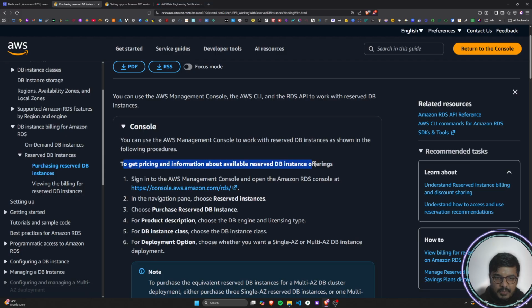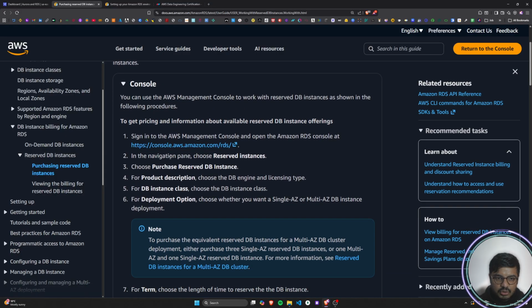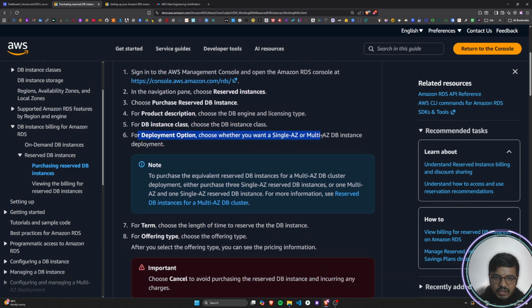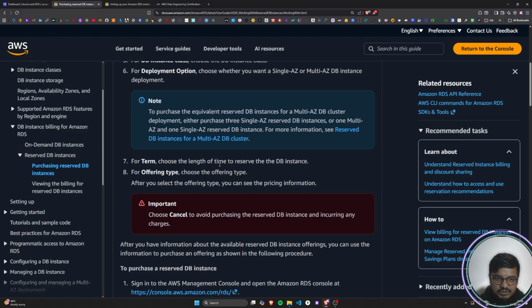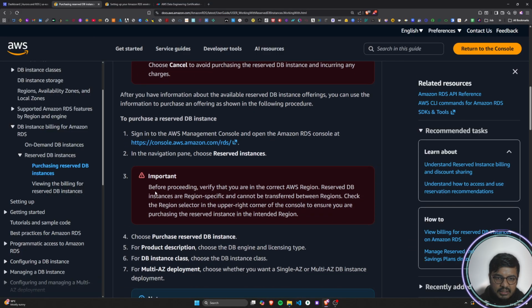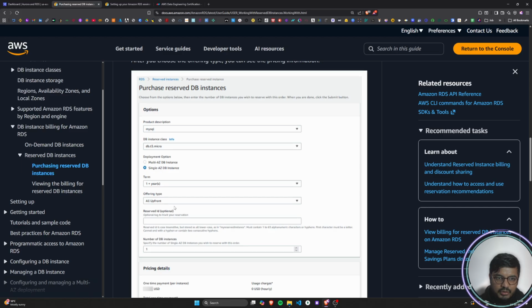Okay. So what we will have to do is, for pricing and information, we will have to go on to this RDS console. We will have to choose reserved instances, right? Then we will have to choose purchase a DB reserve instance. For product description, choose DB engine and licensing type, then DB engine class, right? And for deployment option, choose you want a single deployment or multi-zone deployment instance. Then for terms and conditions, choose the length of the time, right? That if we want for 1 year or 3 years, then offering type we will have to choose, right? And that's it.